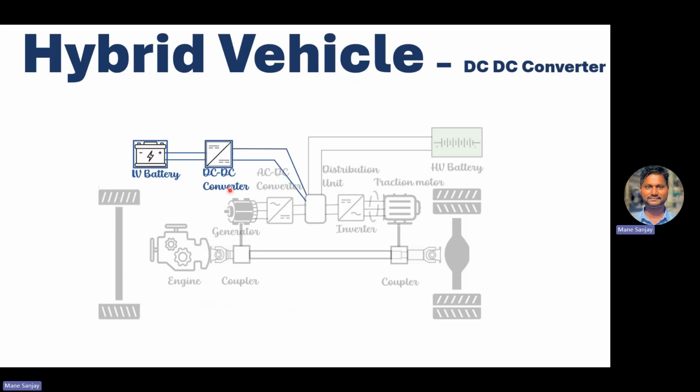During runtime, you can charge this LV battery with the help of an alternator, or to reduce the price, you can avoid the usage of the alternator and directly use this DC-DC converter, take the high voltage power and convert it back to low voltage and charge this LV battery. This is the role of this DC-DC converter. Sometimes for the sensors you may need 5 volt, so another small DC-DC converter may be used. So the DC-DC converter is again a very important component of the hybrid vehicle.